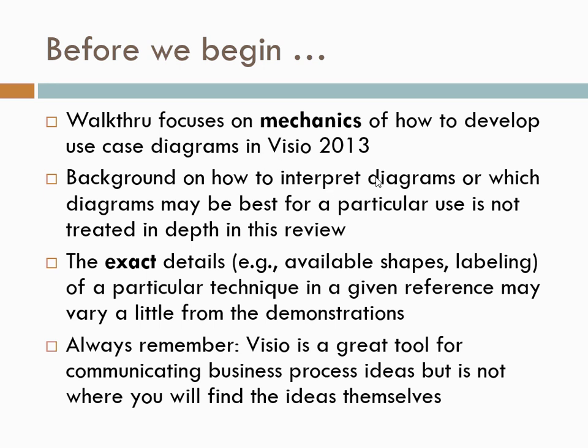Sometimes the available shapes, the labeling of a particular technique, like you see a diagram in the book, may differ slightly than what you get, say we're using Visio. In principle, they're all the same, but don't strain at gnats. Oh, they have a green-colored stick figure and mine is black and white. That's not an important thing. The important thing is what are the actions and relationships and the use cases and the actors, in this case, and the relationships. And as always, remember, Visio is a good tool for communicating business process ideas.